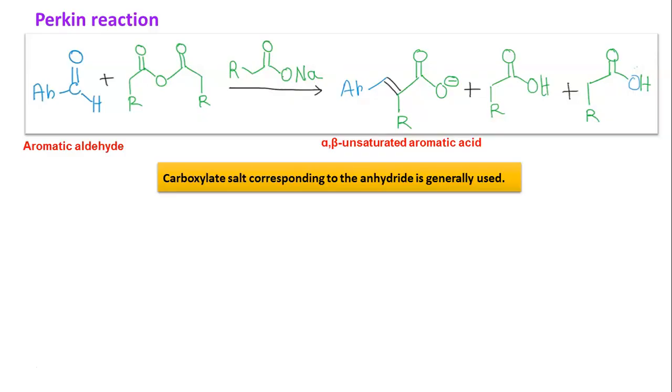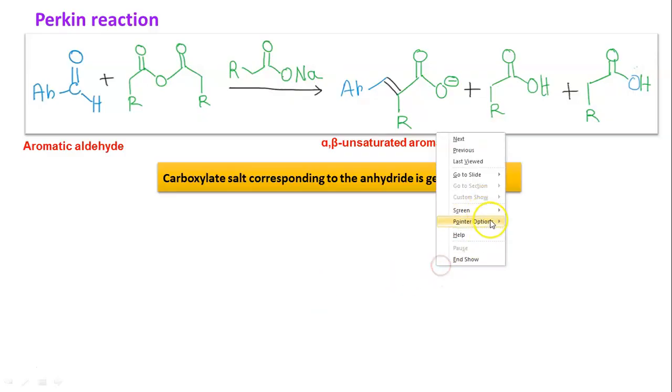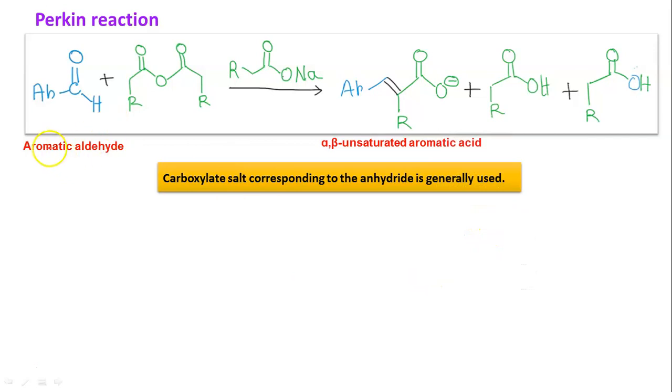So in this reaction, generally an aromatic aldehyde is taken. So it is specific for aromatic aldehyde. Why? Because the final product that is generated has a C=C double bond and an aromatic ring adjacent to this C=C double bond. So there will be conjugation. Because of this conjugation, the product gets stability, and this stability will drive the reaction in the forward direction. That is the first reason.